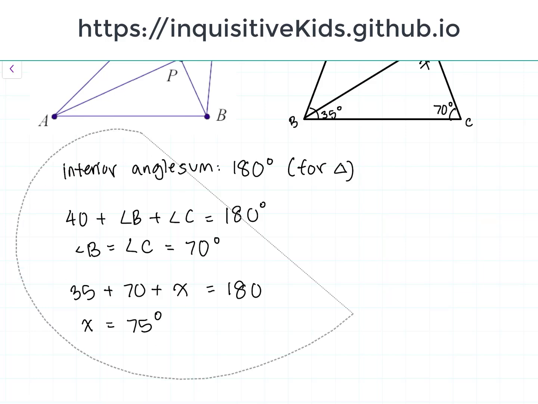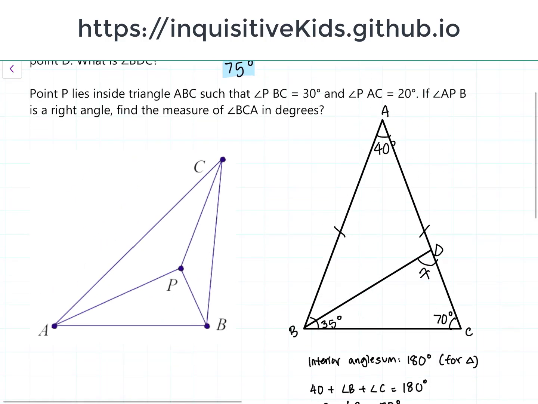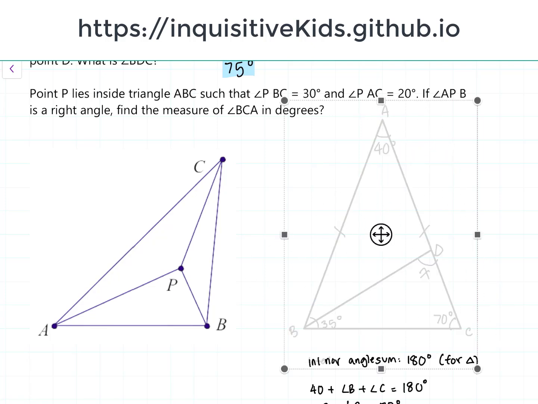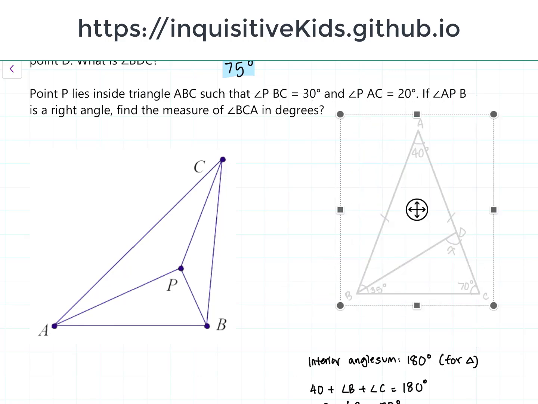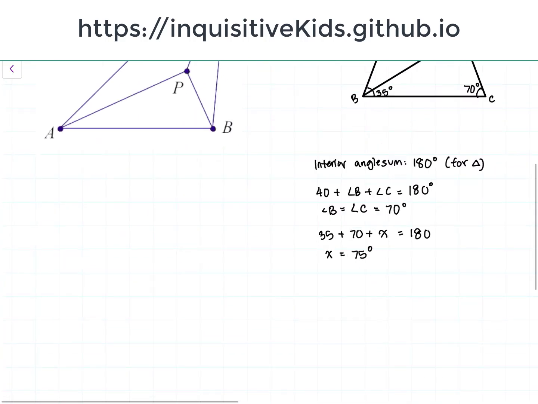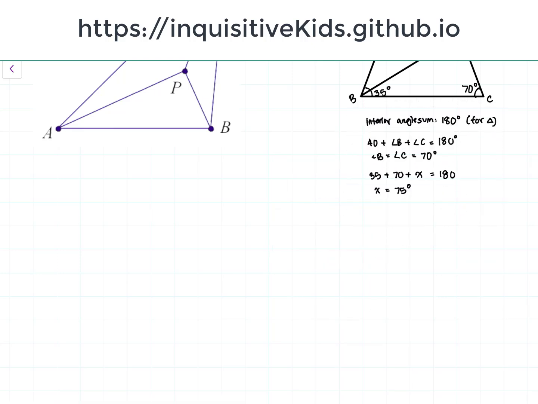So really, now we know that when solving angle problems like this, we're really trying to look for the interior angle sum. So when you have a triangle, just try to find the values of as many angles as you can. Because once you have two of the angles of a triangle, you automatically can find out the last one.